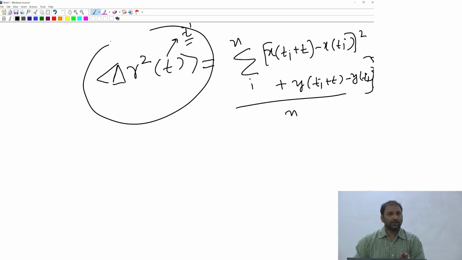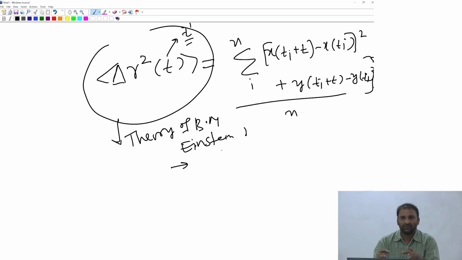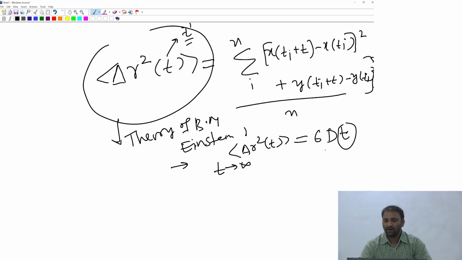Now that the mean square displacement could be measured by experiment, he made use of the theory of Brownian motion that Einstein had developed, which basically said that if you observe a particle for long enough time, that is for t going to infinity, your mean square displacement goes as 6 times D t, where t is your observation time and D is the diffusivity of the particles.